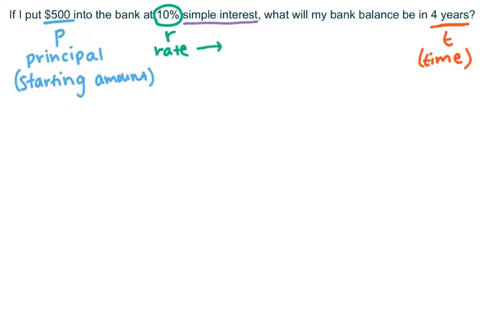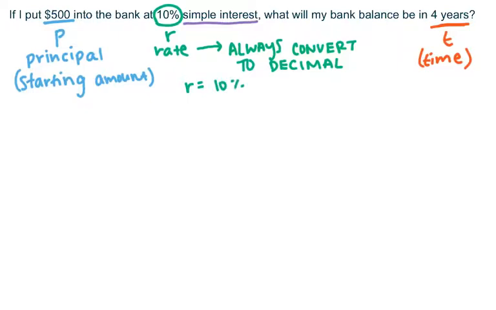One important thing is to always convert to decimal. So as soon as you see your rate, I want you to write down that it is your R. Okay, so I know R equals 10%. And this is really 10 out of 100 because it's always out of 100%. Okay, 10 divided by 100 is really 0.01.